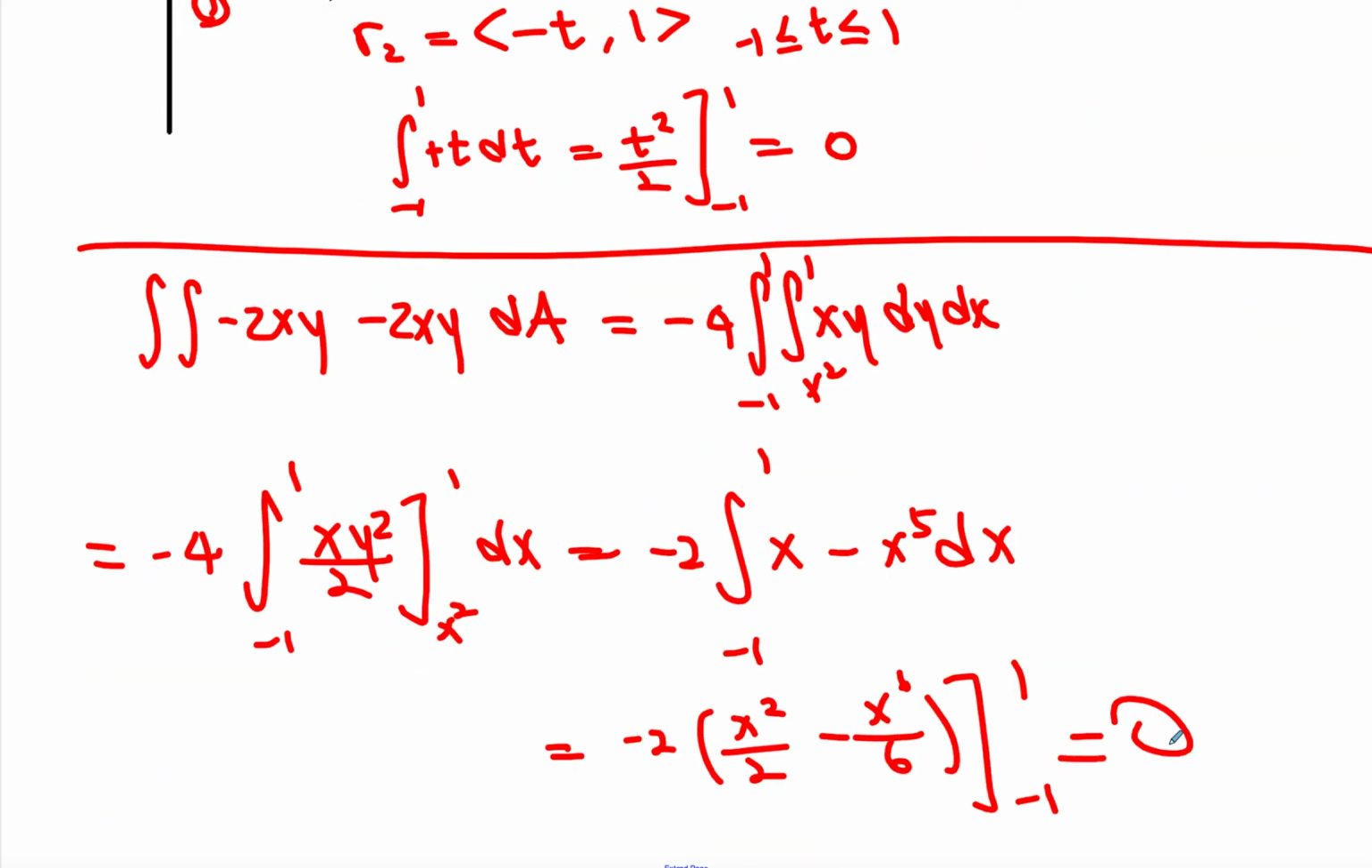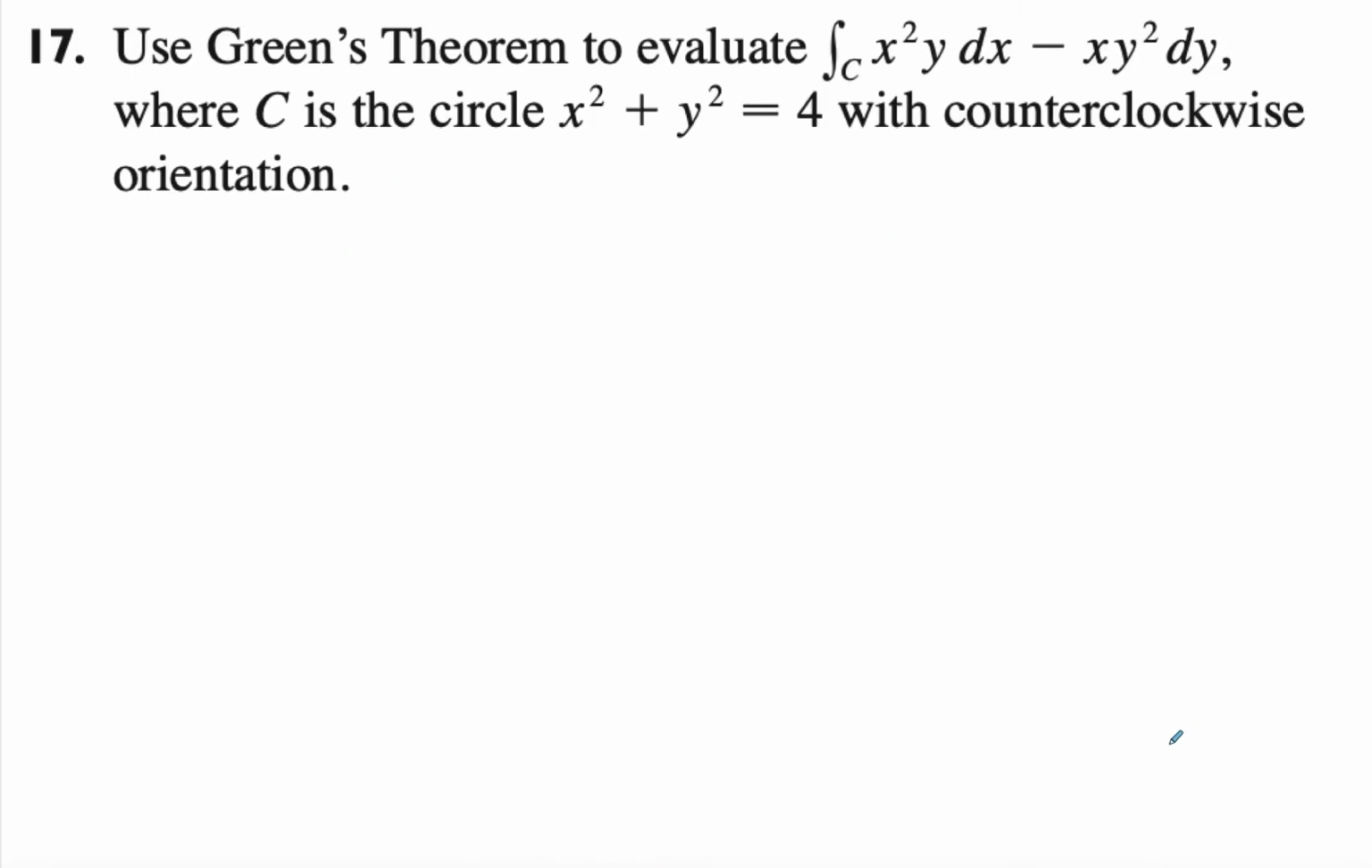Alrighty, let's move on to the next question then. Number 17. They want us to actually use the Green's theorem to evaluate this one. Since it's counterclockwise, it's going to be positive orientation. So what I'm going to do is take the derivative of this one against x, and then I'll be getting negative y squared. And then this one against y, then minus x squared dA.